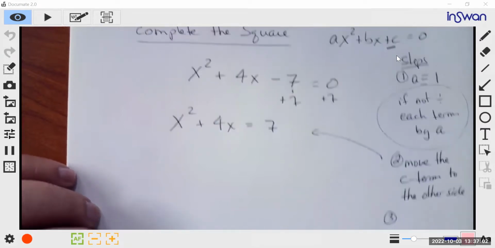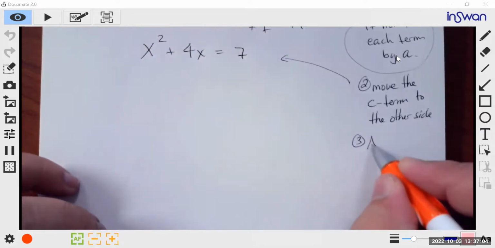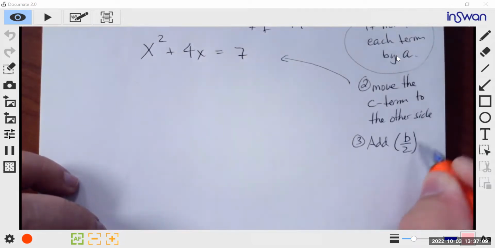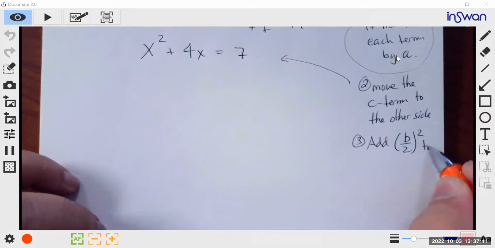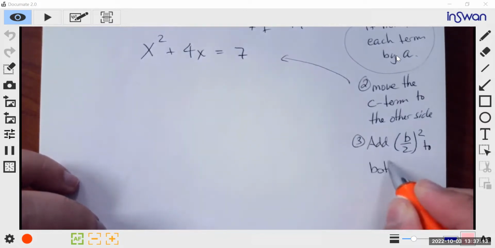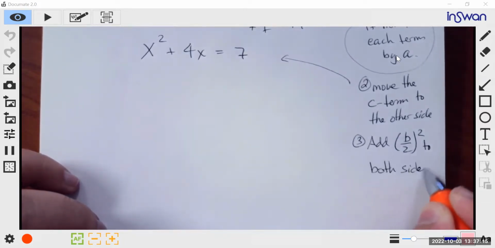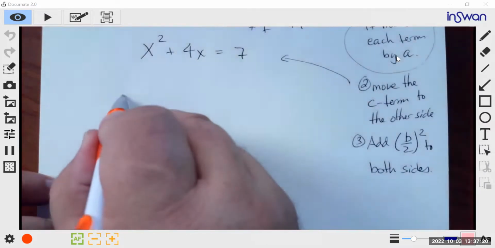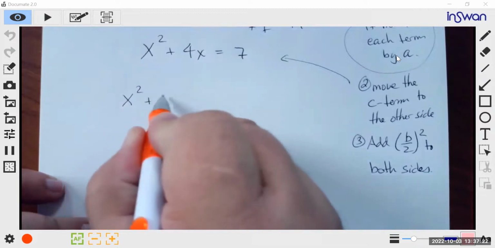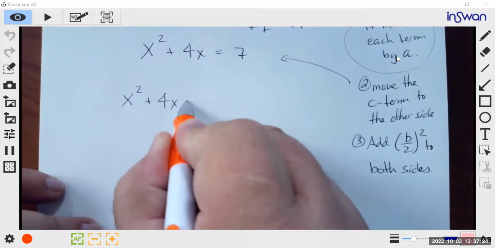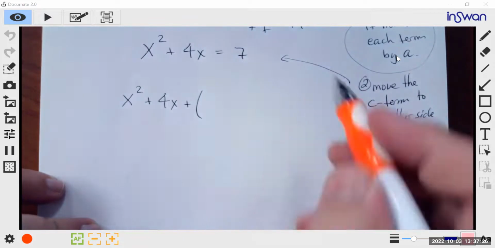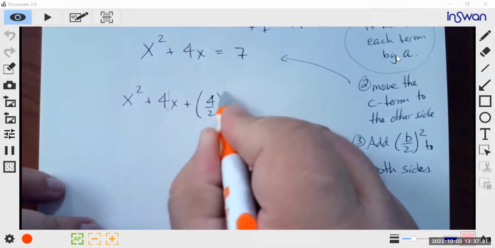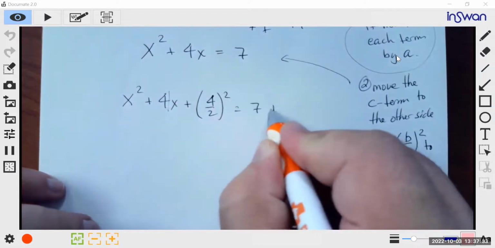Third step. Add b over 2 squared to both sides. So in our case, what is b? Yeah, 4 is whatever's in front of the x. So 4 divided by 2 squared.